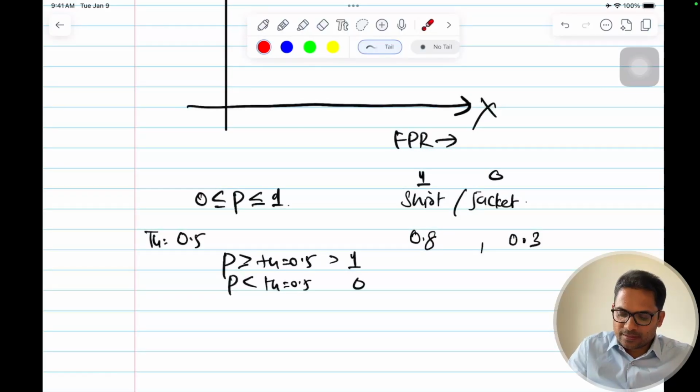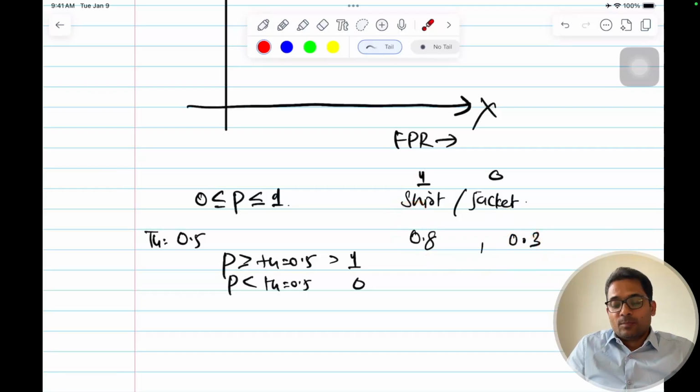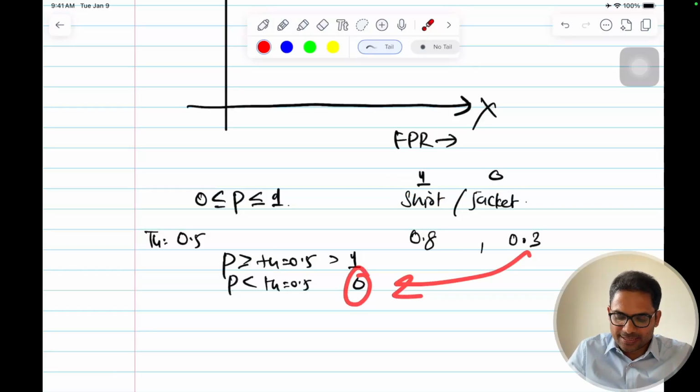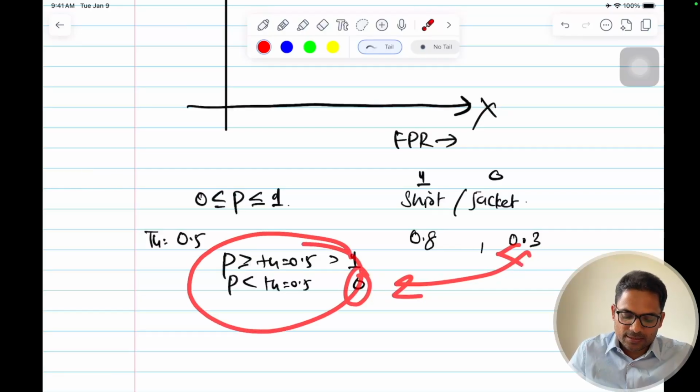For something to be classified as jacket, I will just focus on whether it's a shirt or not, and with what confidence I'm predicting it. For the jacket, it will just say that there is 0.3 probability that it is a shirt. So this will automatically be classified as jacket. If it is not shirt, then this is a jacket only. If it is not 1, then it is 0. I only have two options, that's why it is a binary classification. So this will be classified as 0 because it is less than 0.5. So this is how we do it.